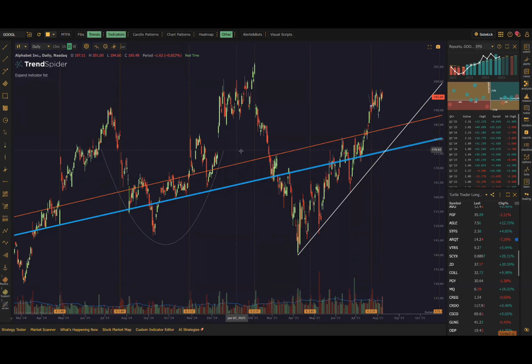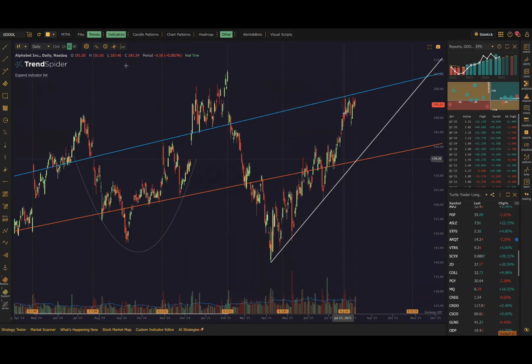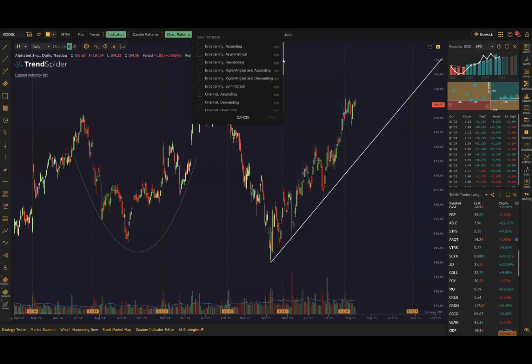Let's have it go back to respect here. So as you can see, found this one trend line that I think was probably the best one. But trend lines are okay. I think the coolest automated features are going to be the chart patterns, which you can see up here. You can auto detect channels, double tops, double bottoms, triangles, wedges, all this good stuff right here.